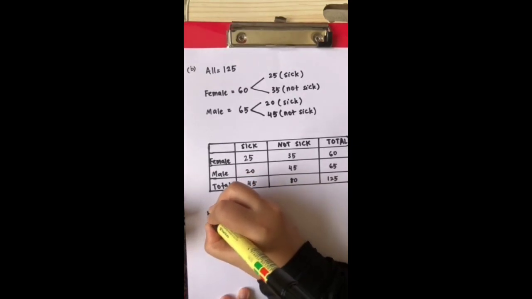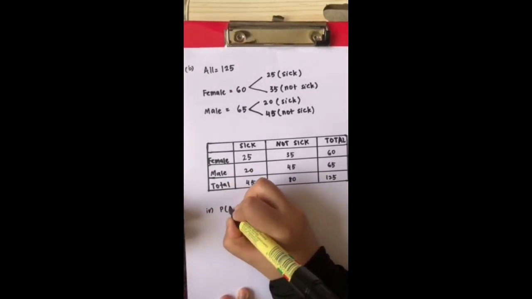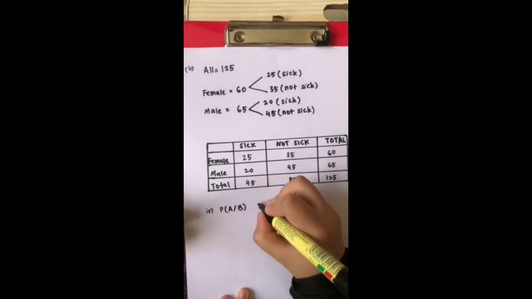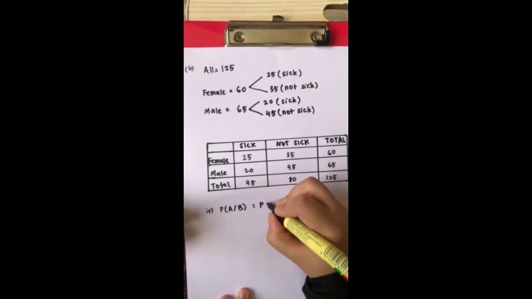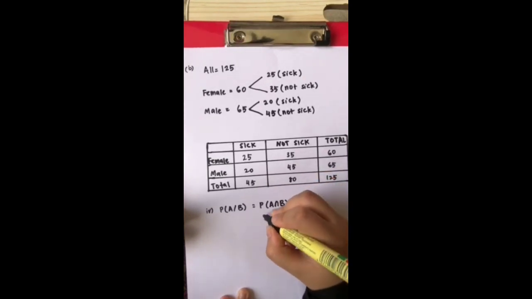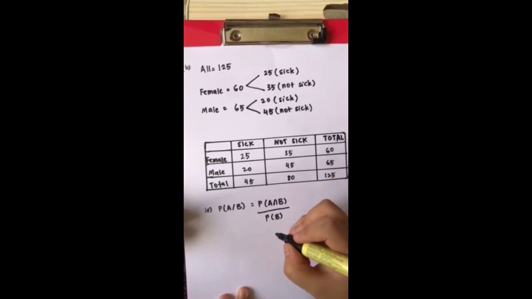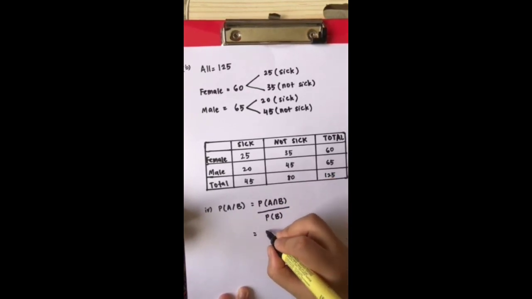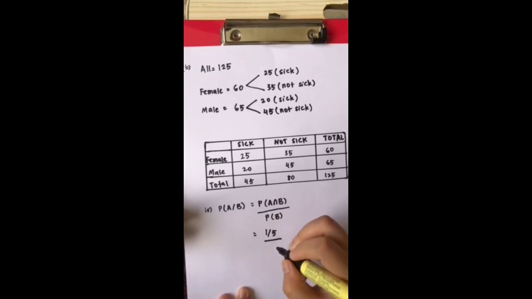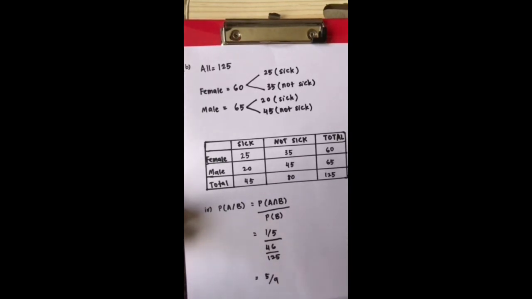For question 4, Roman one, the question asks probability A given B. Probability A given B equal to probability A intersect B divided by probability B. So we know that probability A intersect B is 1/5 divided by probability B, which is 46 over 125, and the last answer is 5/9.